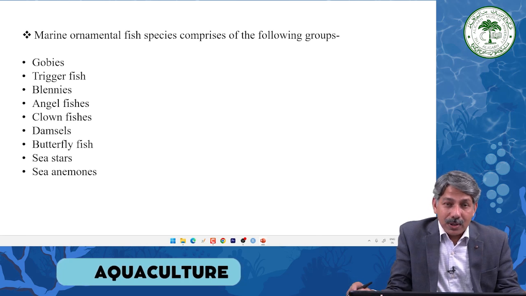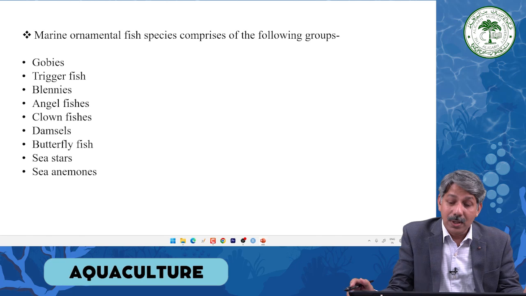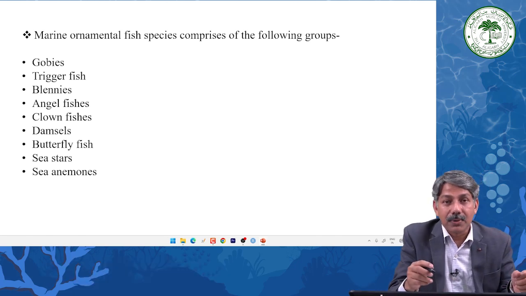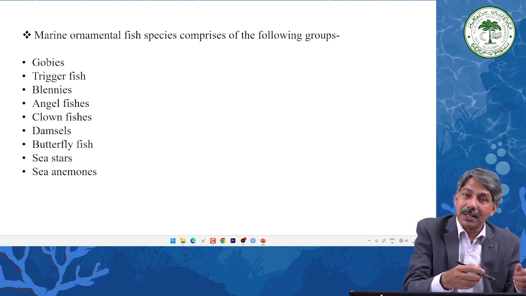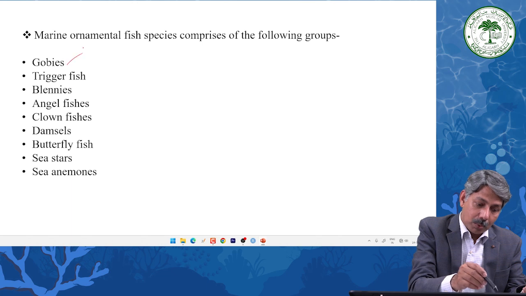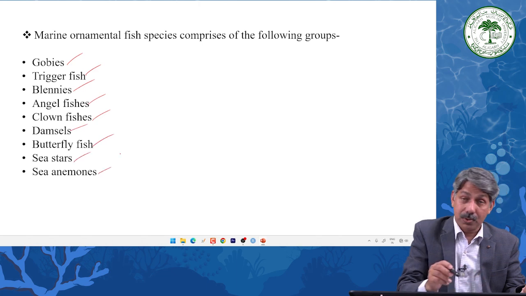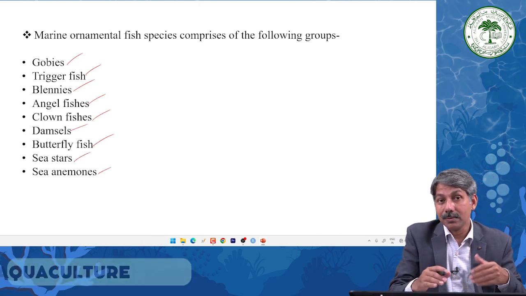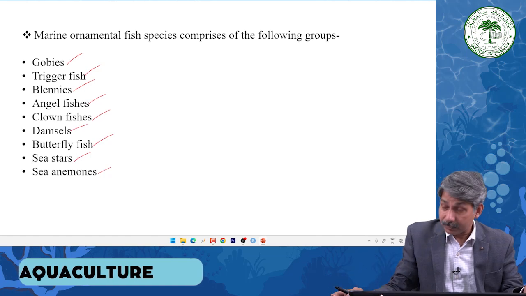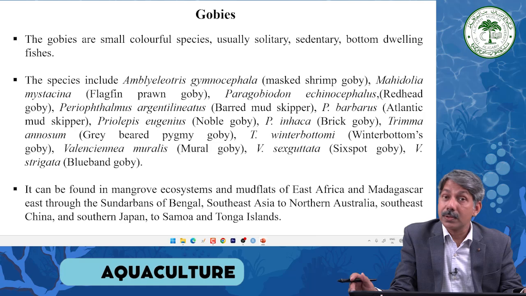As in case of freshwater fishes, we have discussed different groups of ornamental species. Here also we have a list of different groups of marine fishes which are being used in the aquarium or ornamental fish market. Gobies, triggerfish, blennies, angelfishes, clownfishes, damsels, butterfly fish, sea stars, sea anemones. Not all are fishes, but aquatic organisms, you can say, which are being used as organisms in aquarium.